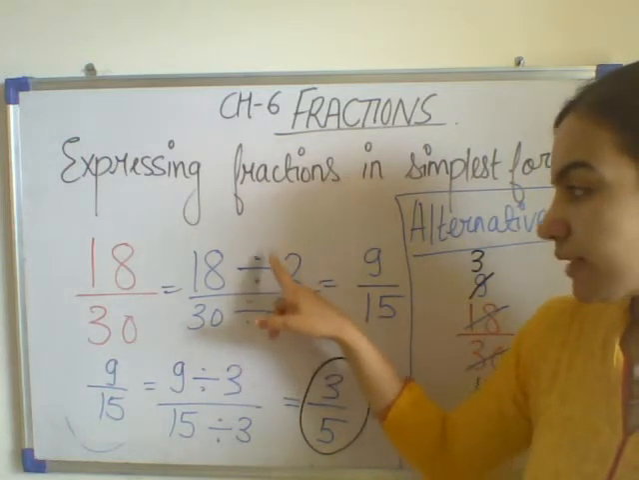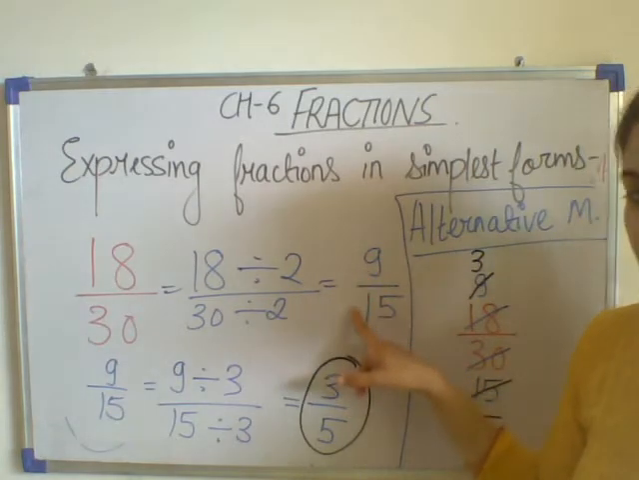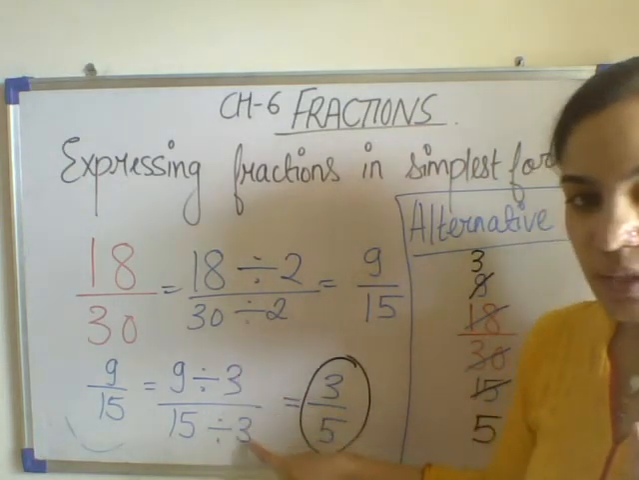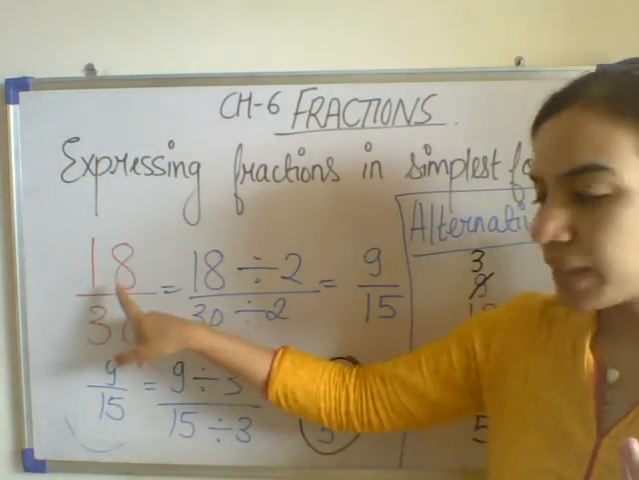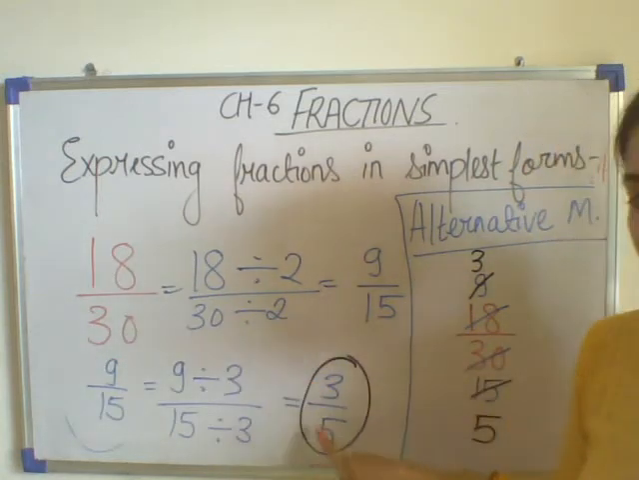So if you divide both numbers by 2, you will get 9 by 15. 9 by 15 is also not in the simplest form because it has 3 as a common factor. Then you get 3 by 5. So the simplest form of the fraction 18 by 30 is 3 by 5.